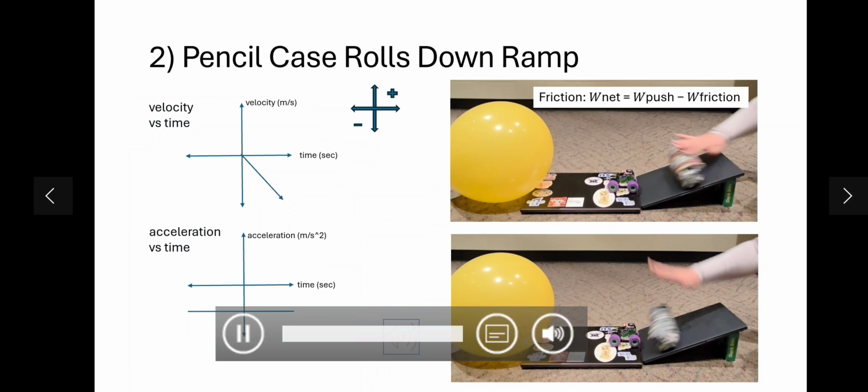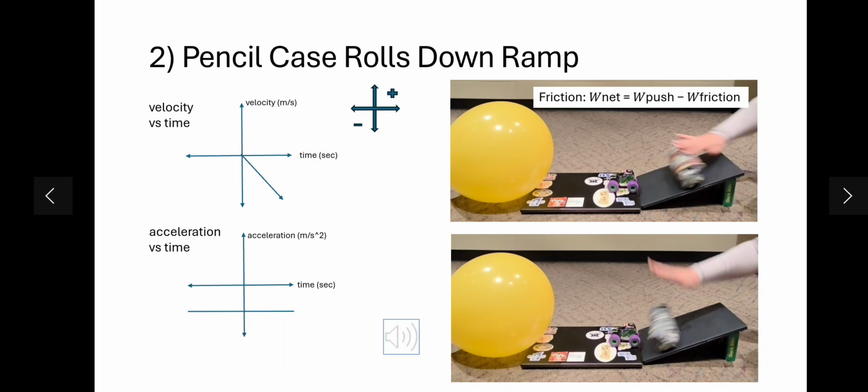In the second part, the pencil case is rolling down the ramp, where there is a force from friction between the computer and pencil case. In this case, kinetic energy's increase is slightly less due to the energy lost with friction, which is instead likely converted to thermal energy. The net work equation with friction in mind is net work equals work from push minus work from friction. Along with this, the velocity is at a constant speed while the acceleration is increasing, both in the same direction.